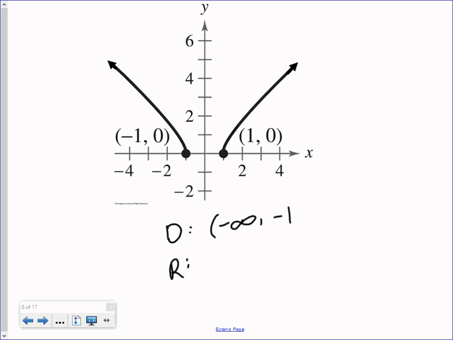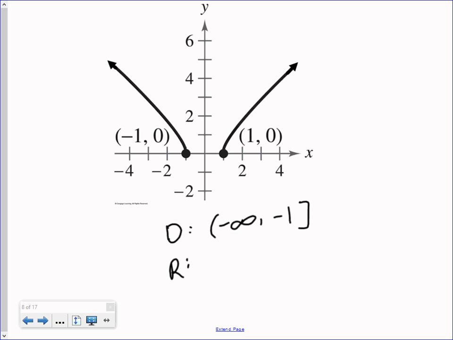-1. Is that inclusive or exclusive? Inclusive, so we're going to use a bracket. Always write your two numbers and your symbols in the same order as the number line. So negative infinity is left of -1 on our number line. Always write that in that order.